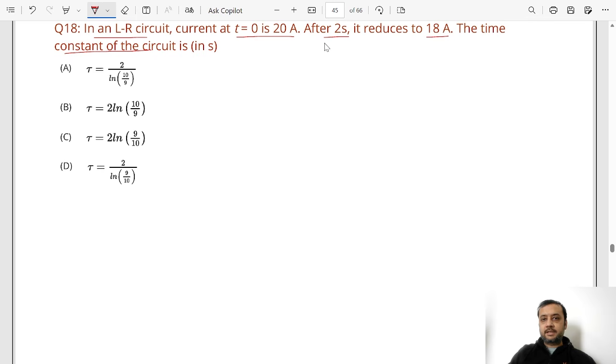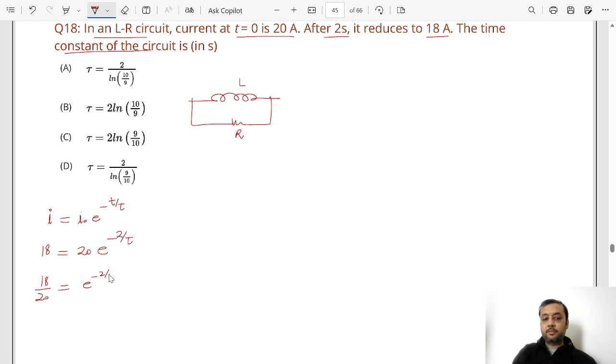First of all, you must understand that the current is decreasing here, which means that it must be a decaying circuit, because the current is reducing. Now, for a decaying circuit, the current can be written as I is equal to I naught into e to the power minus t by tau. If I put time as 2 seconds, I should become 18. I naught is the initial value of the current in the circuit, which is given as 20. So 18 by 20 should be equal to e to the power minus 2 by tau.